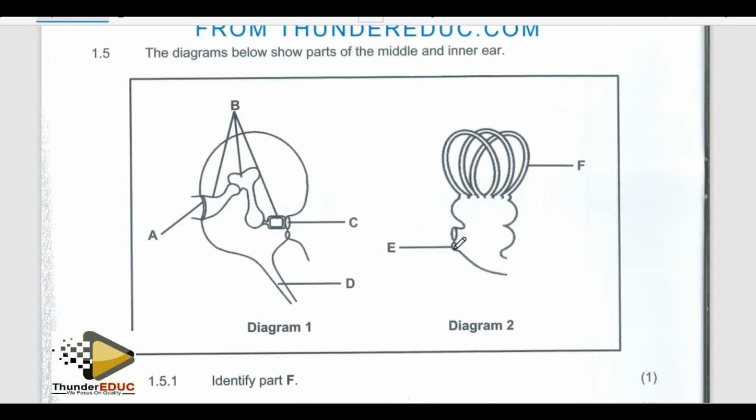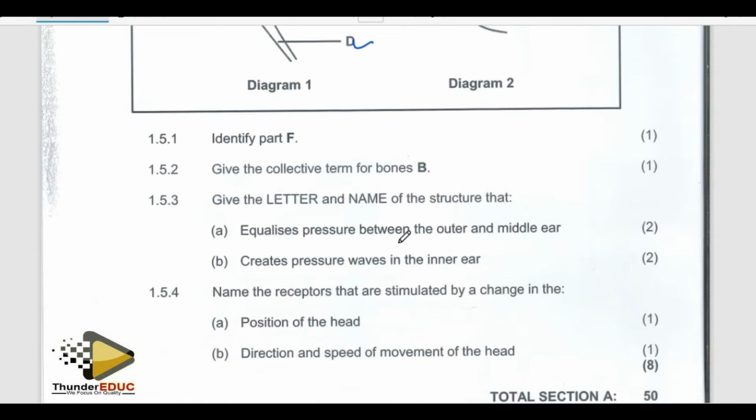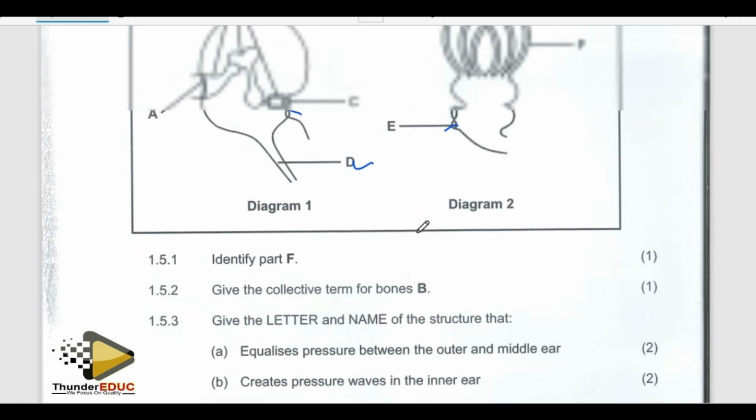Then what is E? E is this one. It's the same as this one. They just separate them. Yes, the inner ear, the middle ear, and then the outer ear is that side. So E is the round window. What is D? D is the eustachian tube. What is F? F is the semicircular canals. All right. Let's start now.